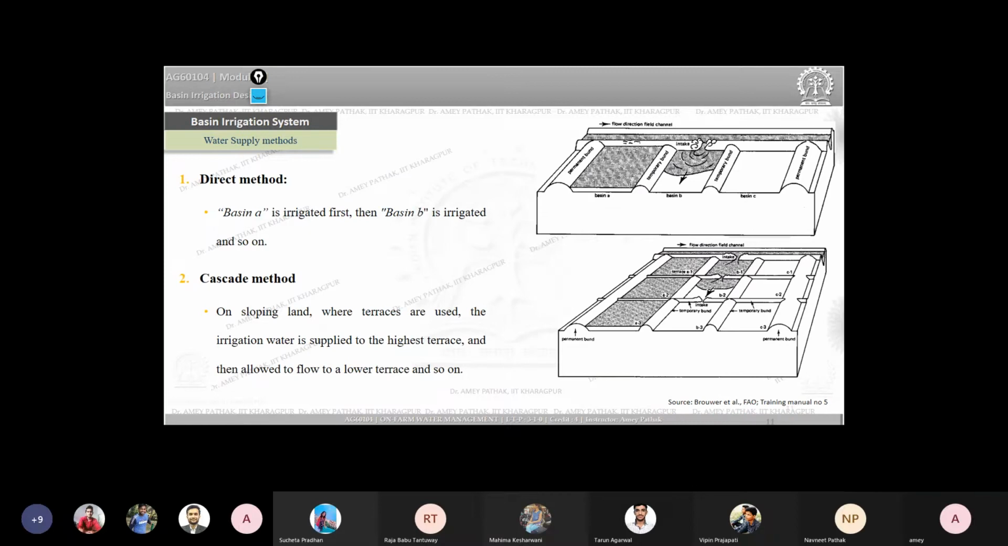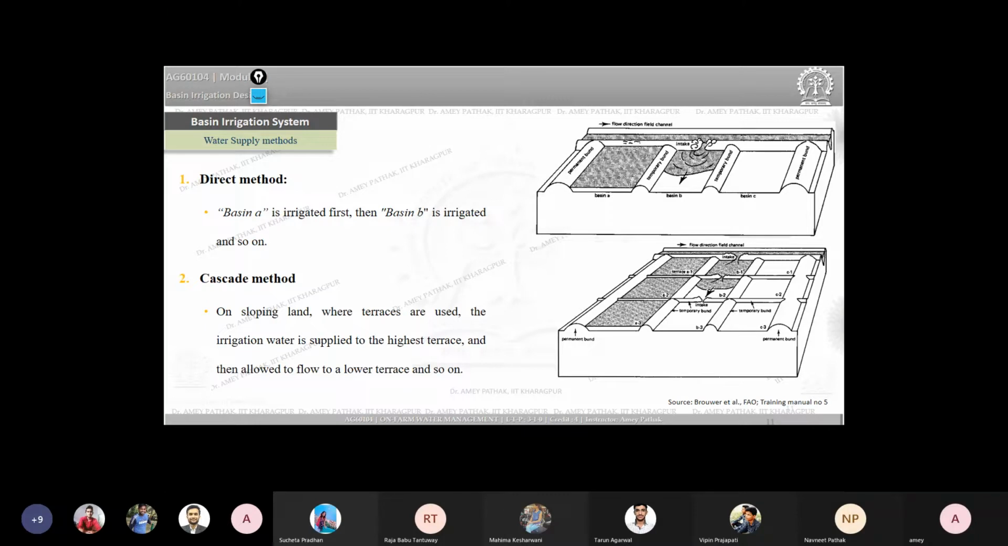Now, how to supply? The supply method can be customized. You can see in the first figure a channel running, with the flow diverted from the canal into the main channel, and from here you divert the flow into these basins. First we apply water to basin A, then basin B, basin C, like that. Or if the terrain is sloping, first this will be applied, then this will be released.